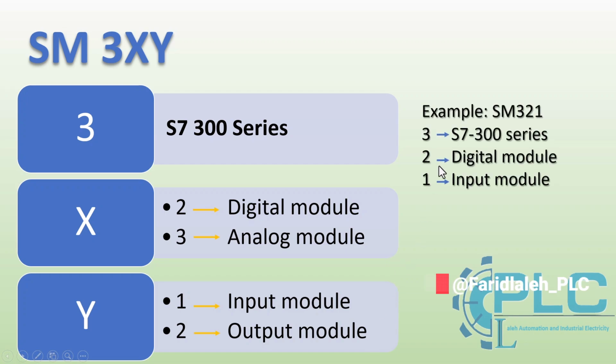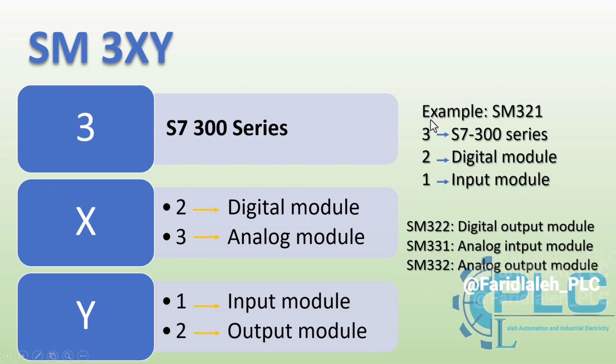Here are some examples to help you understand how the module codes work. SM321, digital input module. SM322, digital output module. SM331, analog input module. SM332, analog output module. Let's continue with the SM321 module.